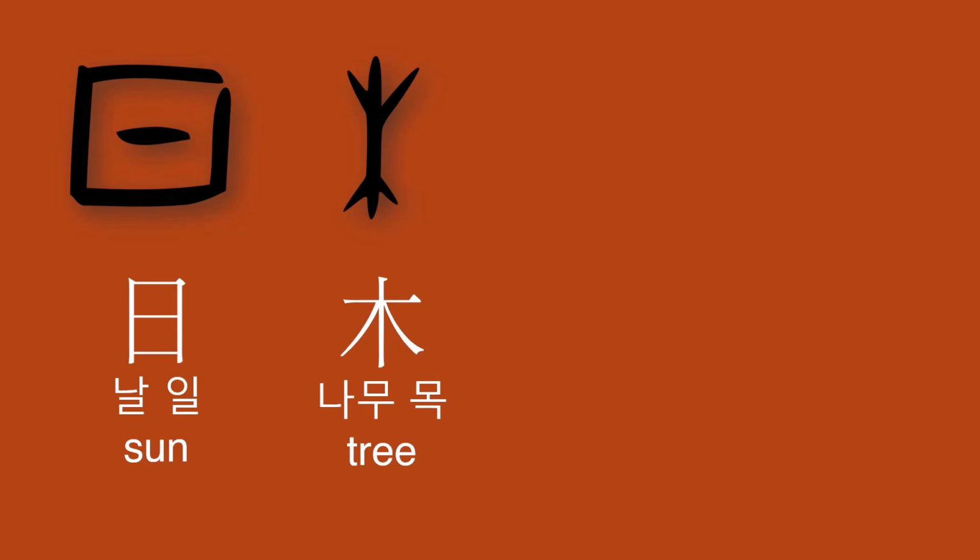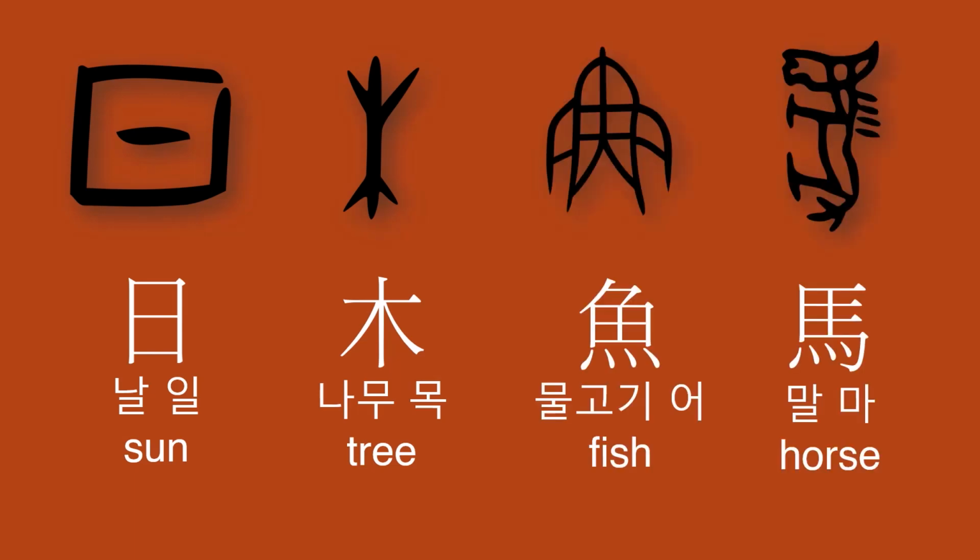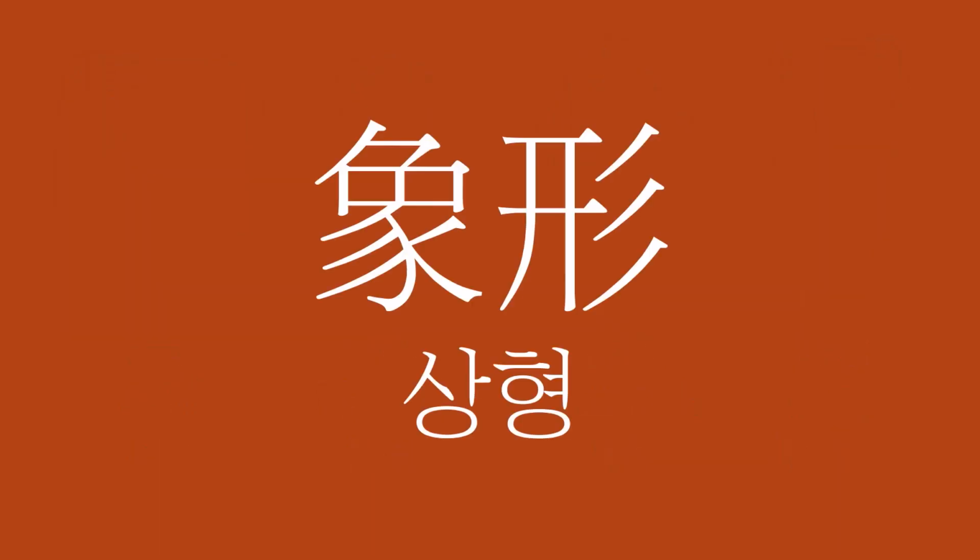The most basic characters are representations of concrete things. For example, things you can find in nature like the sun and trees, or even animals like the fish and the horses. This type of characters is called sanghyong, or pictographic characters.